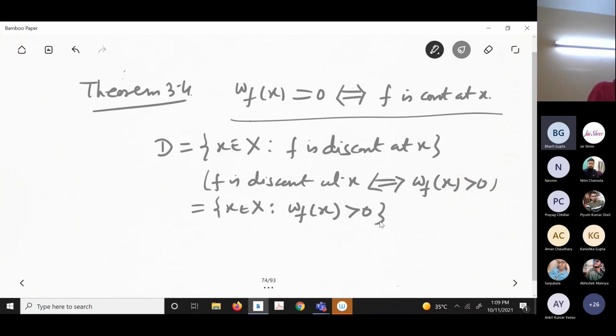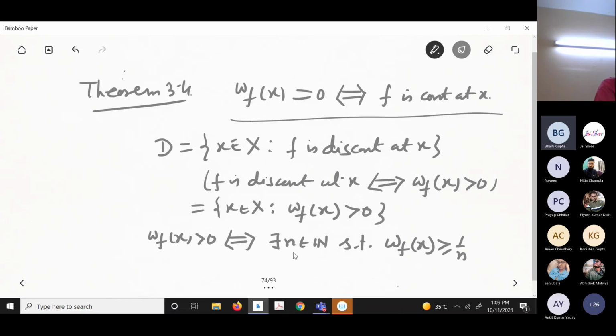Now look, what does omega F(x) greater than 0 mean? Omega F(x) greater than 0 if and only if there exists n belonging to N such that omega F(x) is at least 1/n. It doesn't matter how small, I can choose n arbitrarily large. So there exists n. Okay, so that this will happen. So that we call D_n this.